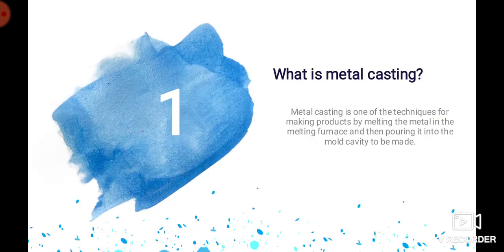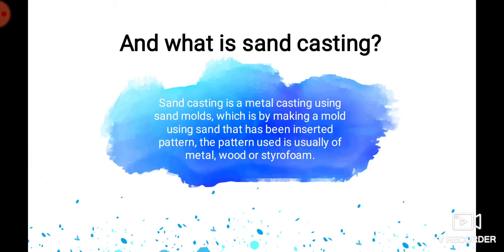Metal casting is one of the techniques for making products by melting the metal in the melting furnace and then pouring it into the mold cavity to be made. One method of casting is to use sand as a mold, called sandcasting. Sandcasting is metal casting using sand molds, made by using sand that has been inserted with a pattern. The pattern used is usually of metal, wood, or styrofoam.